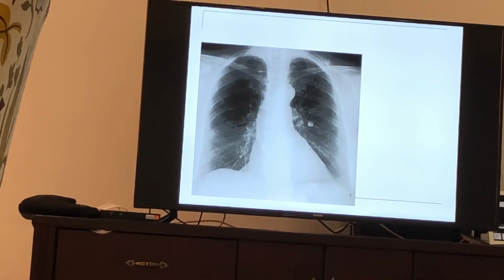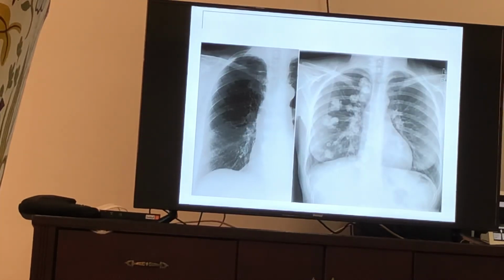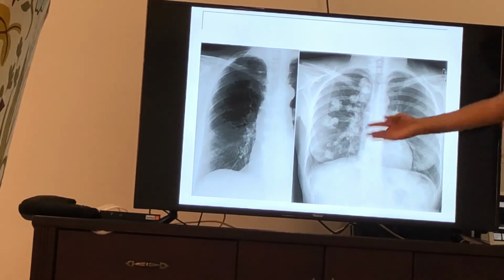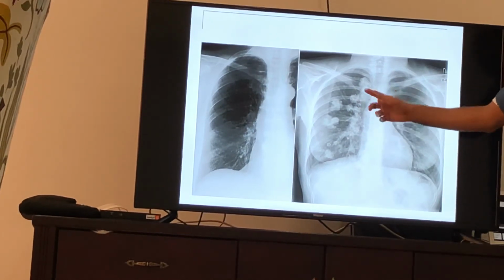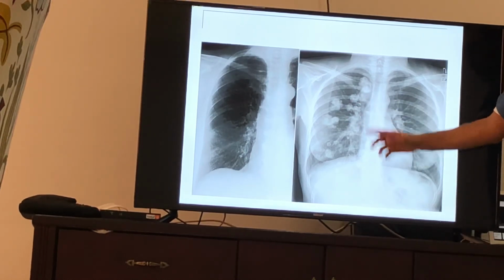But the main thing is the nodule. It could also be multiple. As I tell you, it's more likely on the right even if it's bilateral. These are multiple well-defined nodules, and some are calcified.